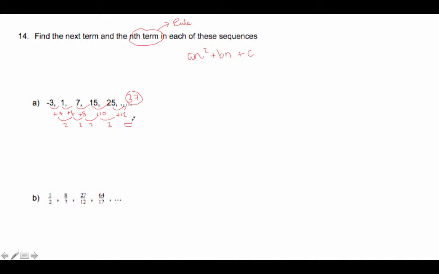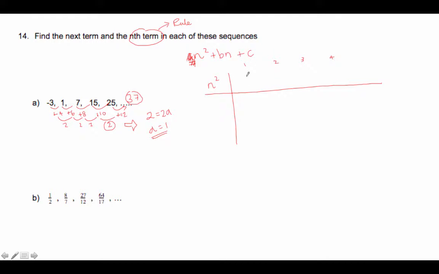The one thing you have to remember here, and we did go through the proof in class, I won't go through it again here, is that the second difference is equal to 2 lots of a. In this case the second difference is 2. So if 2 equals 2a, then a equals 1, which means my sequence is going to start as n squared. From here you can do it a number of different ways, but let's have a look at what n squared would give me for the first term, the second term, third term, fourth term, etc.